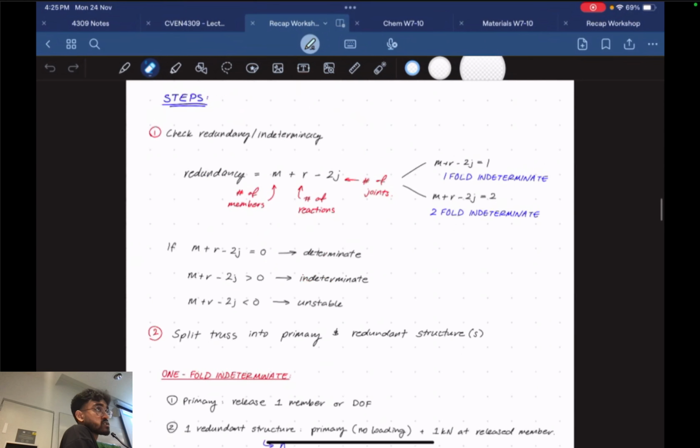And one more question is the moment distribution method. So I have not done solutions for this. I'll figure it out.